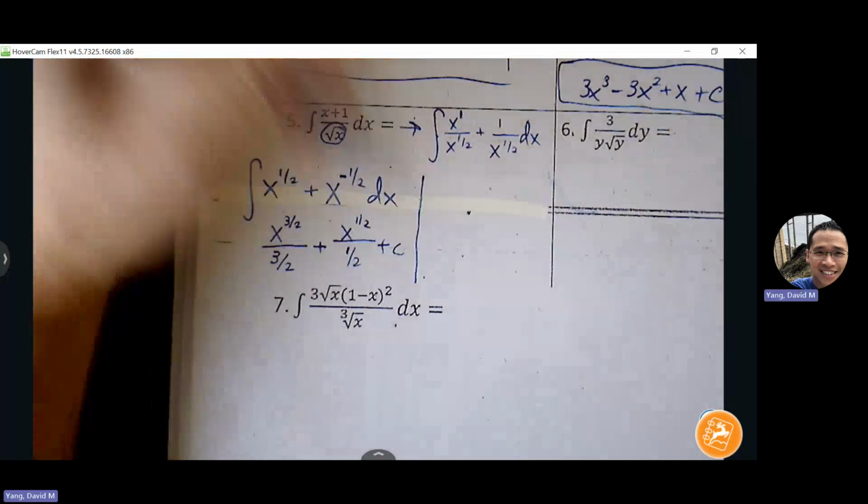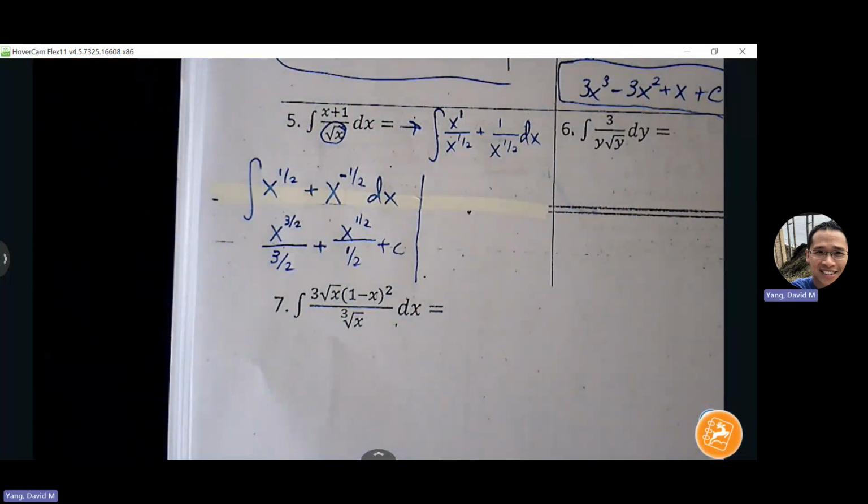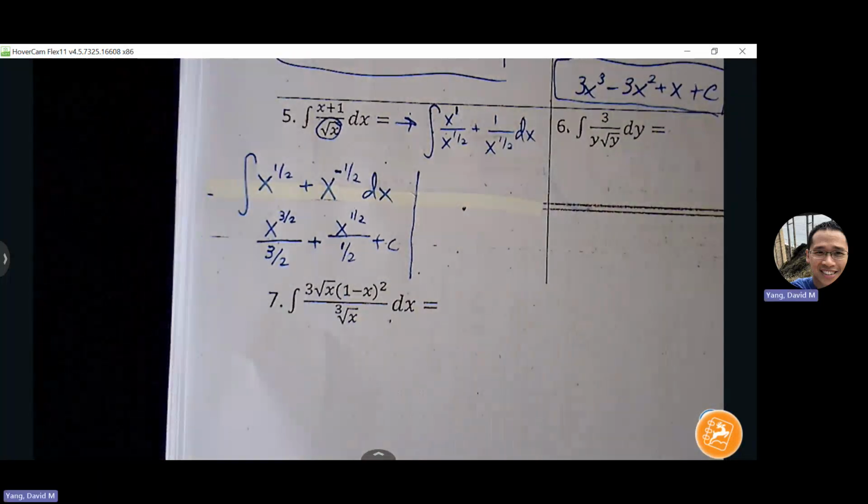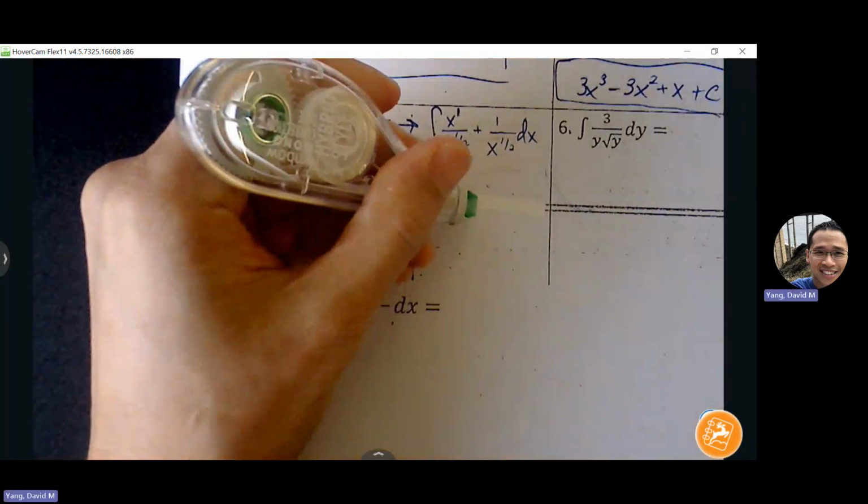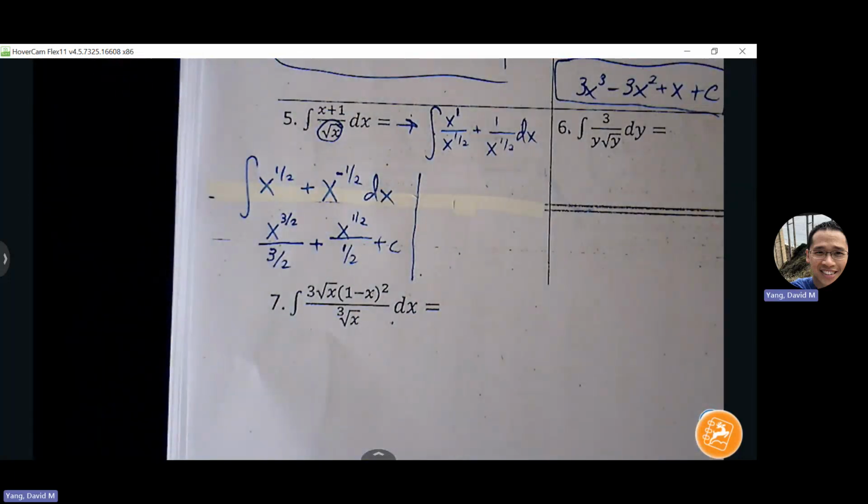Would it make more sense to make it 1.5 and 0.5? I would leave it like this. It's not wrong if you do that. You won't get points taken off, but I think it's easier to just leave it as whatever they give you.